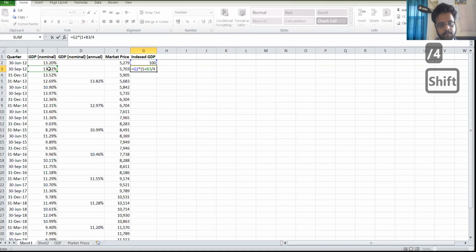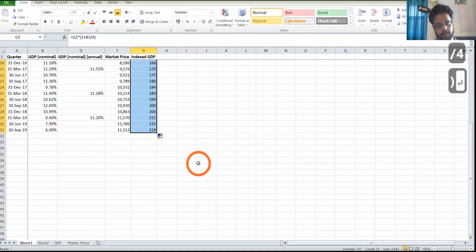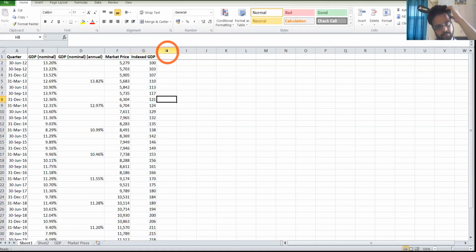Quarterly growth divided by 4. And we have the indexed GDP. Yes.